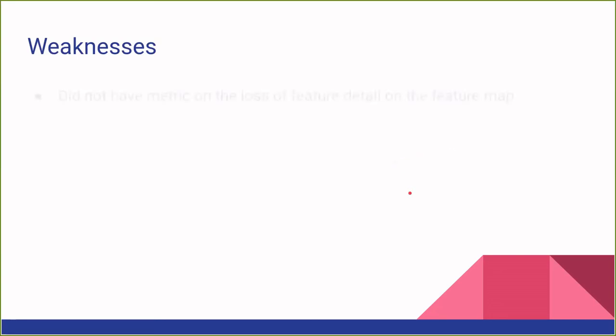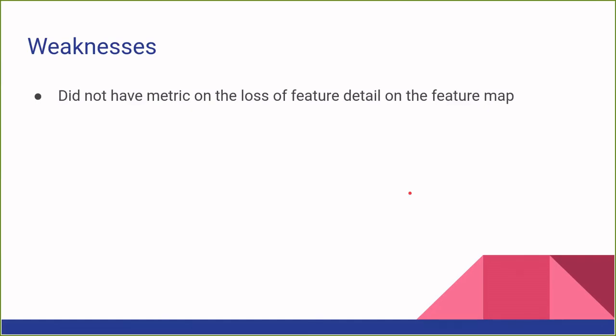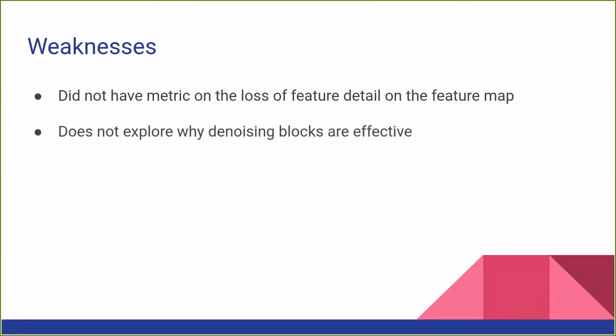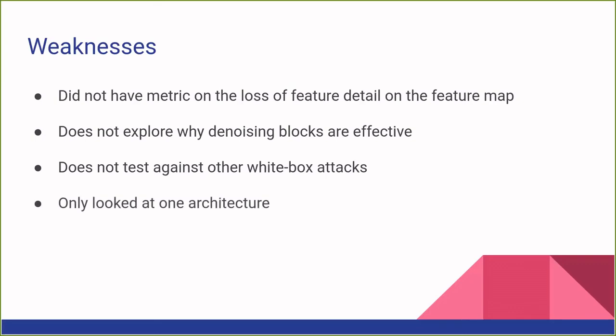So for weaknesses, they don't really have a metric on the loss of feature detail in the feature map. They don't really explore why denoising blocks are effective, and they don't test against other white box attacks. And they also only look at one architecture.